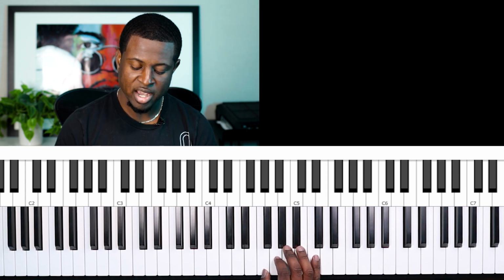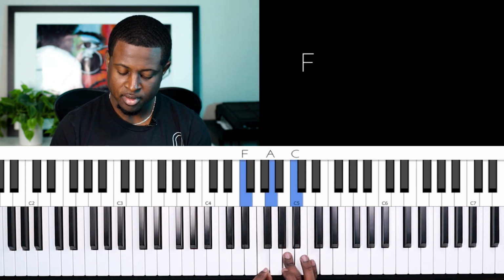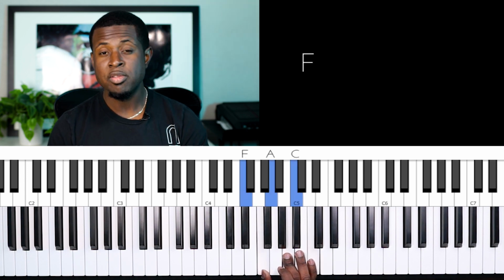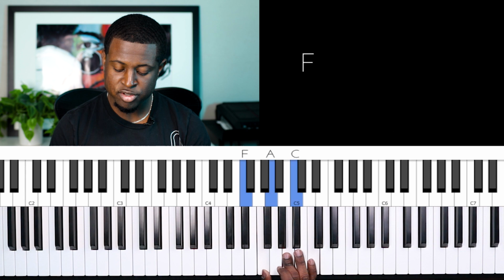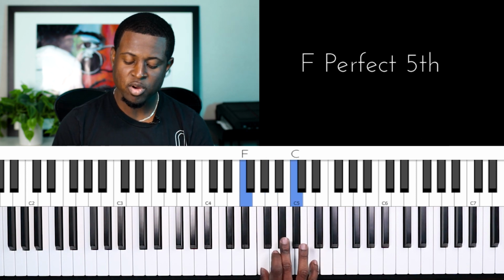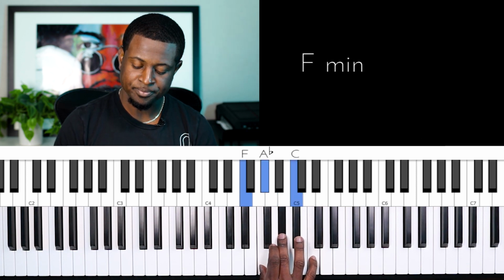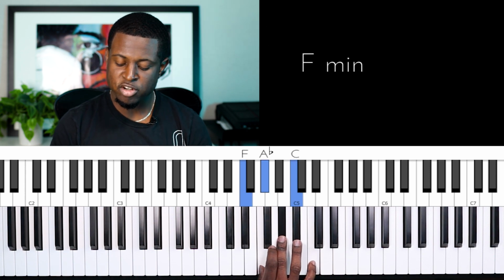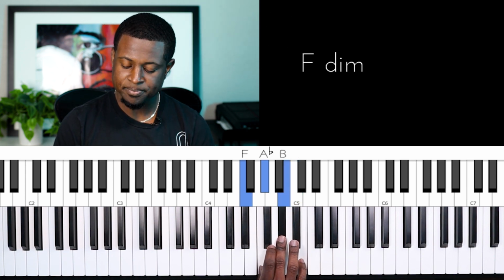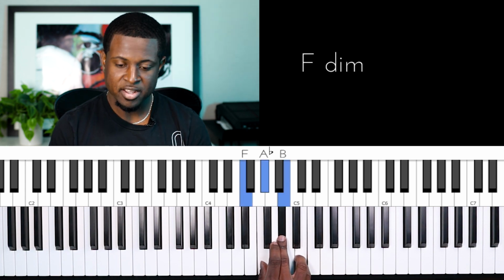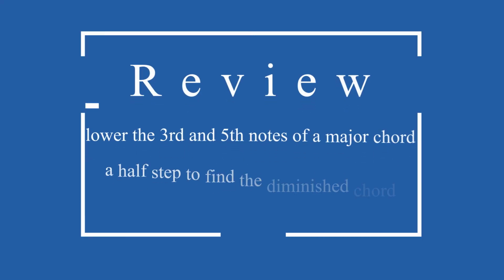Let's go ahead and apply that concept to another chord. Let's go ahead and look at F major. Here we have F major, F, A, and C, or the corresponding scale degrees or numbers are 1, 3, and 5. We're going to take the third, which is going to be A, and drop that down to A flat. Then we're going to take the fifth, and drop that down to B. And that gives us an F diminished chord, all right?